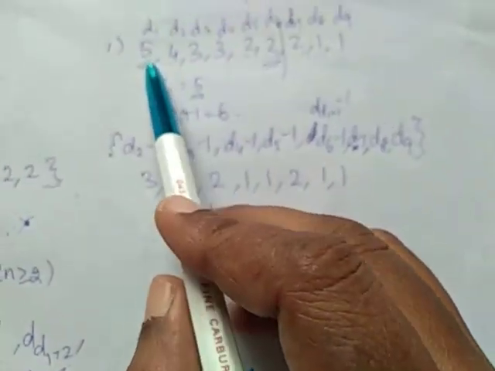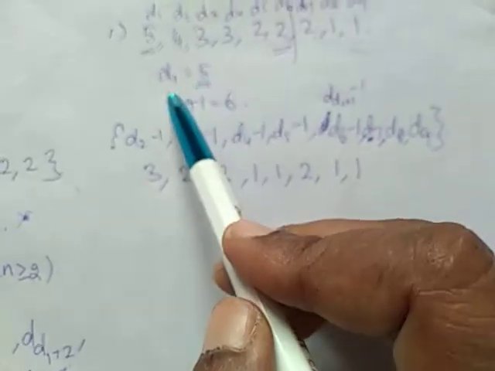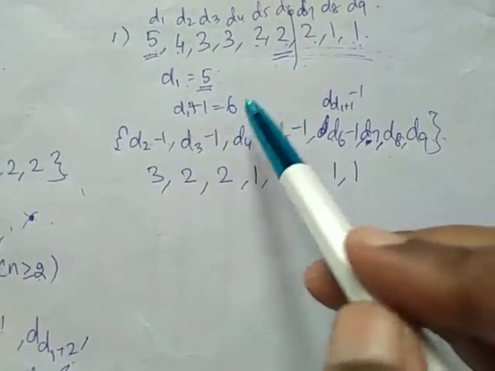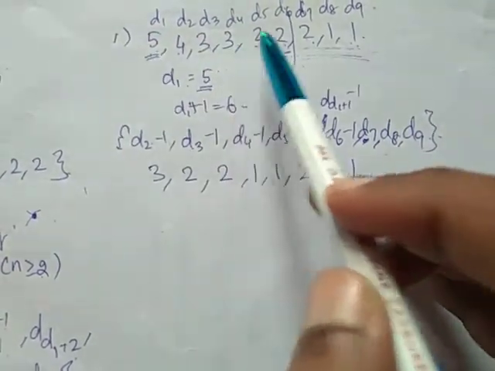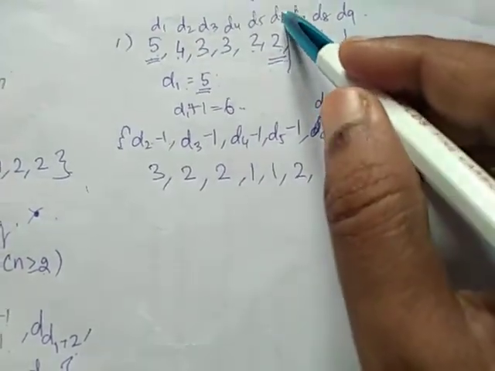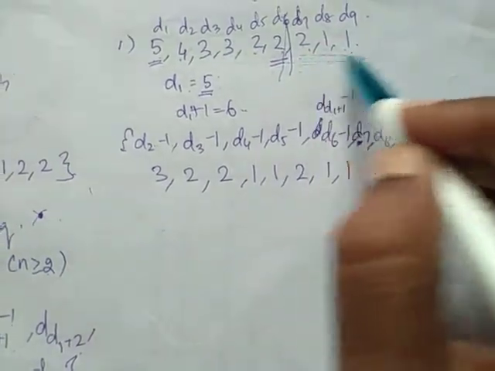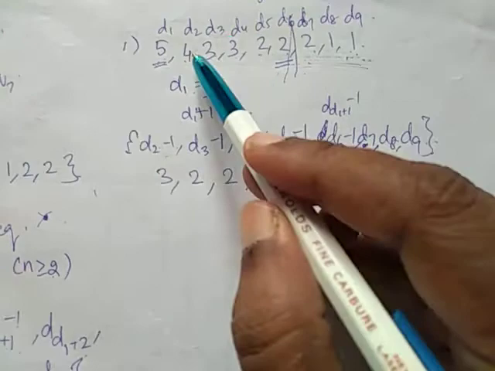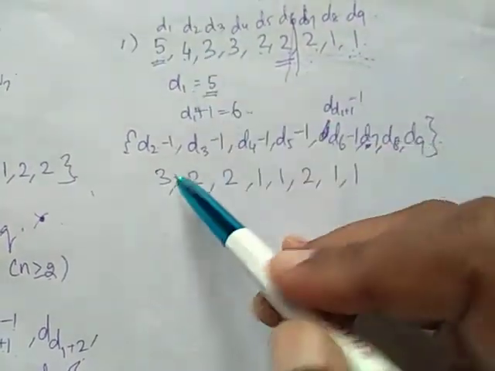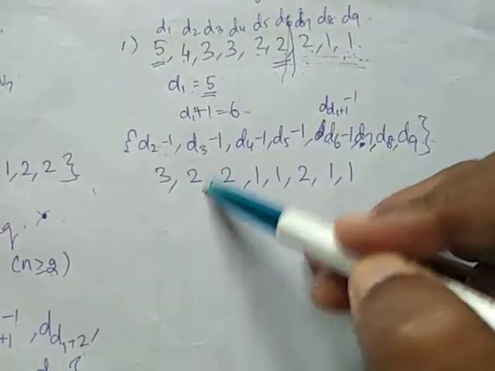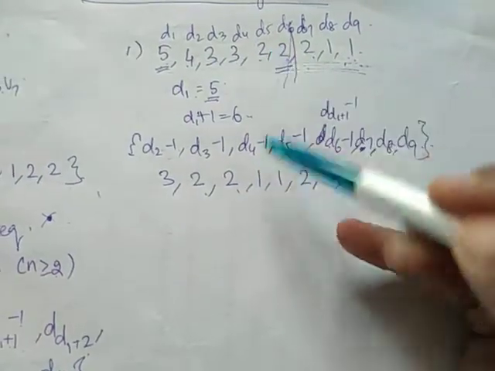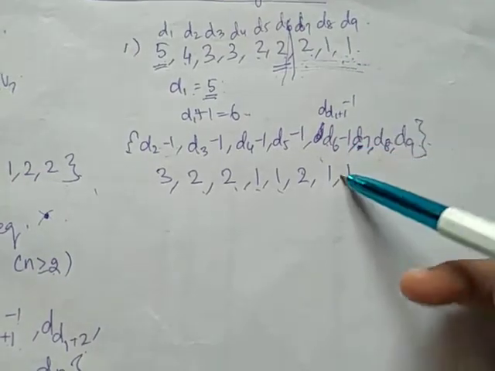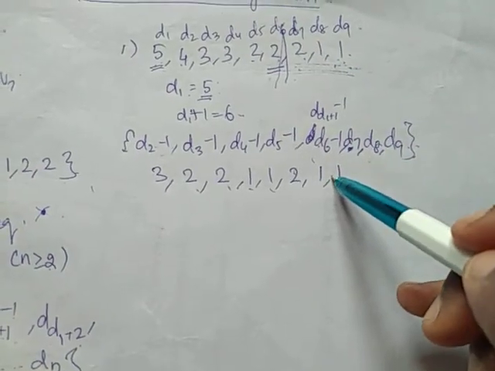So the first degree is our D1. D1 is equal to 5. D1 plus 1 is 6. So D1, D2, D3, D4, D5, D6. Till D6 we should subtract. After that we should not subtract. That is our sequence, right? So D2 is 4. 4 minus 1 is 3. 3 minus 1 is 2. 3 minus 1 is 2. 2 minus 1 is 1. 2 minus 1 is 1. 2, 1, 1. This is our sequence.